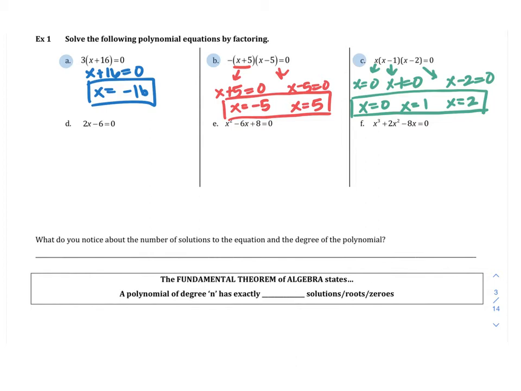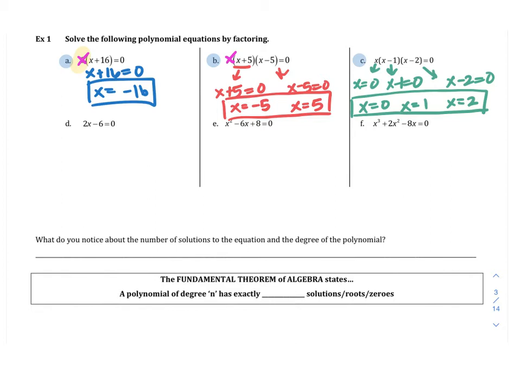So the first one was x equals negative 16. B, we had x equals negative 5 and 5, and C, we had x equals 0, 1, and 2. And notice on A and B, we had GCFs that were numbers, so we ignore them. They make no difference in helping me find my solutions.